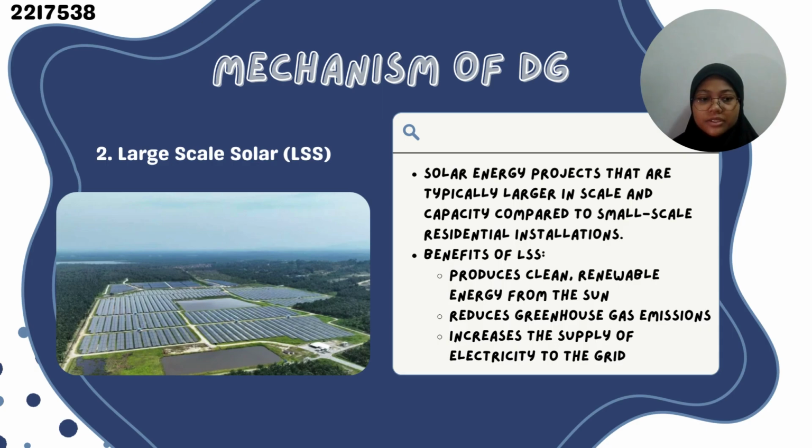LSS refers to the development of large solar farms that generate electricity from sunlight on a large scale. This picture was taken at the large scale solar LSS plant located in Bukit Selambau, Kedah, which covers around 124 acres. Benefits of LSS. First, it produces clean and renewable energy from the sun, thus reducing reliance on fossil fuels. Second, it reduces greenhouse gas emissions and helps combat climate change. Lastly, it increases the supply of electricity to the grid to support the energy demand.